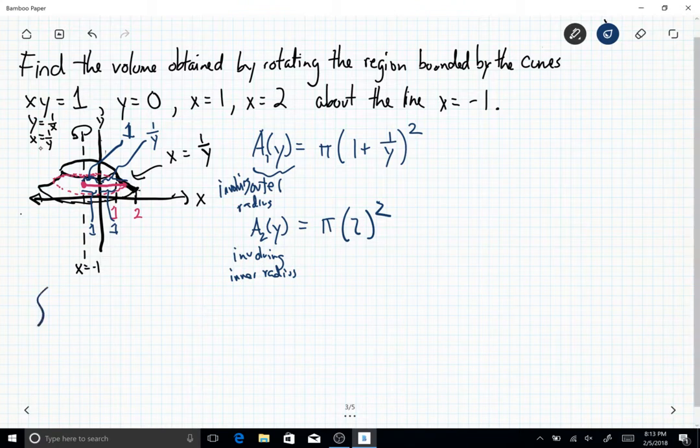So in this whole song and dance, what do we have? Well, we can factor out a pi, and we take the integral. We'll talk about our bounds in a second, actually. And then we take our outer radius, so that's 1 plus 1 over y, the quantity squared, minus 2 squared. I'll actually write it out, 2 squared for now. And then we have a dy.